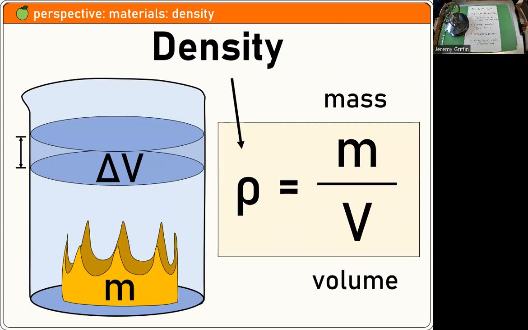So how would you know? It's a weird, funky shape. Well, a common thing to do is to dunk it in water, watch the volume change. That tells you the volume of that object. Now you have the volume. Throw that object on a scale.